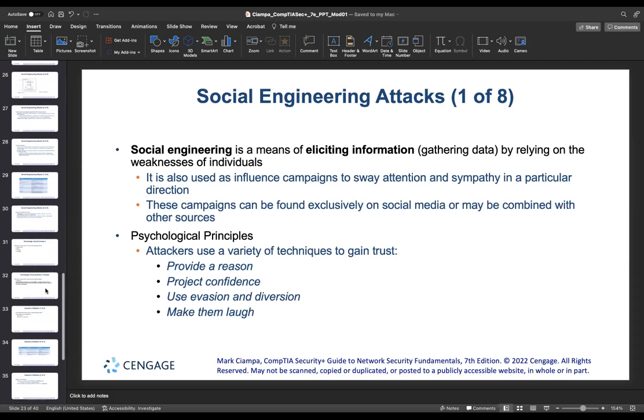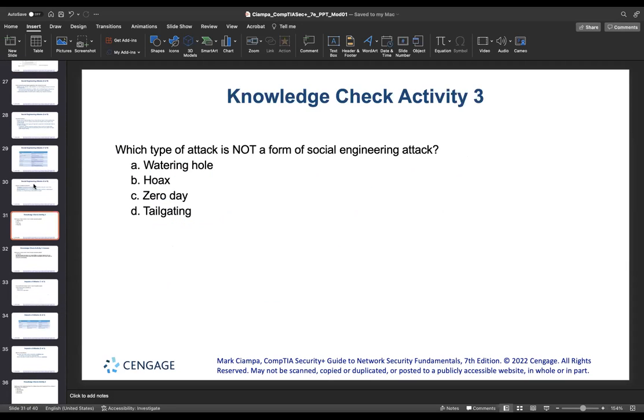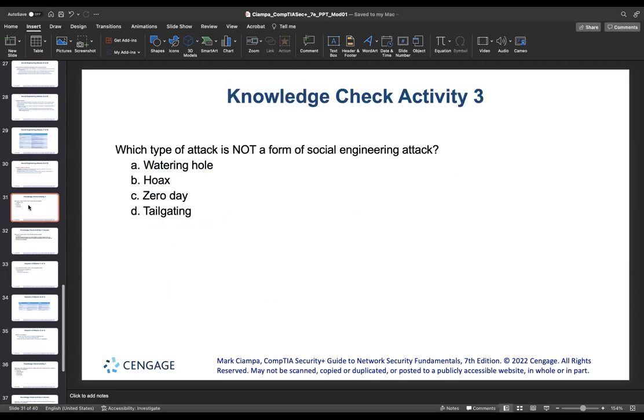So we discussed the social engineering ones, so I'm going to jump over them. Let's do a knowledge check. Who wants to answer this? Which type of attack is not a form of social engineering attack? A hoax. Zero day. Yeah, that's the 0 day. Watering hole, hoax, and tailgating are all social engineering attacks. So for a 0 day, you don't need a social engineering attack.